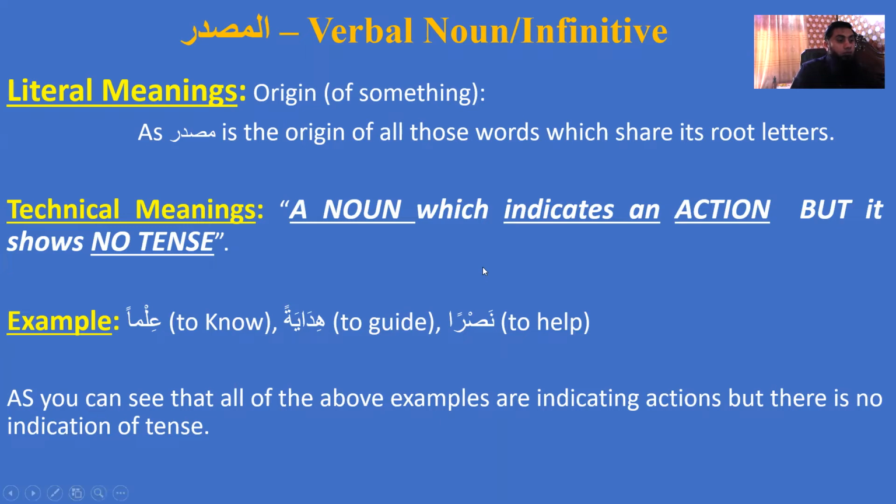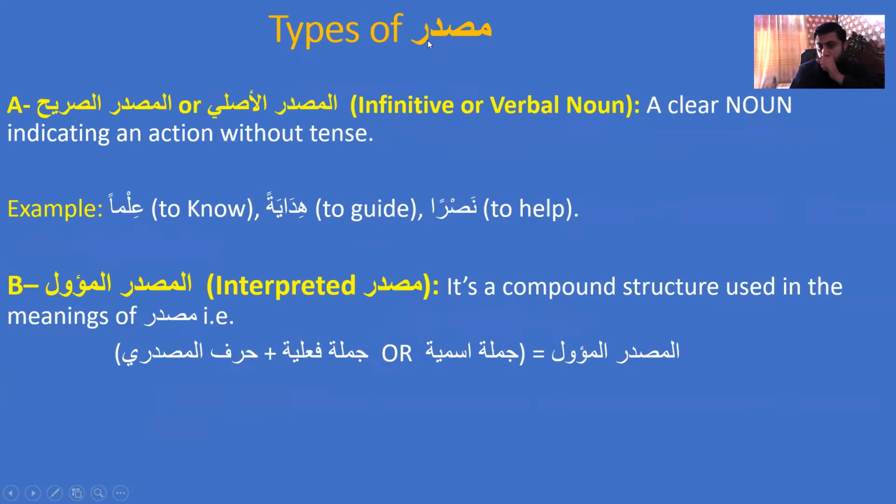Now let's inshallah move on. In the Arabic language, there are two types of masdar. If we categorize masdar, in two very broad categories, the first is al-masdar al-asli, or we can also call it al-masdar as-sarih. Asli means original and sarih means clear. That is the first category, category A, al-masdar al-asli, which means the original masdar or clear masdar.